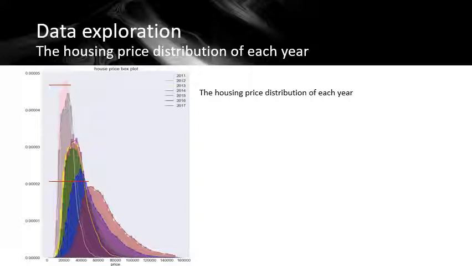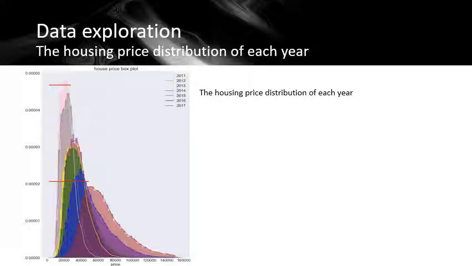Before we try different classifiers in Weka, we want to dig into the dataset and know it better. Therefore, we did some data exploration. Note that here the housing prices are in the unit of yuan per square meter. First is the housing price distribution of each year. In this graph, we can see that the housing prices are all skewed normally distributed over the years, and from 2011 to 2017, the distributions tend to be more scattered with a longer tail and lower peak as time goes by.